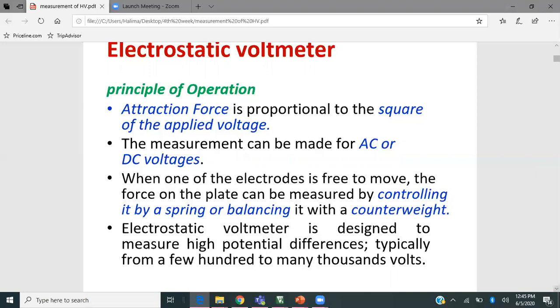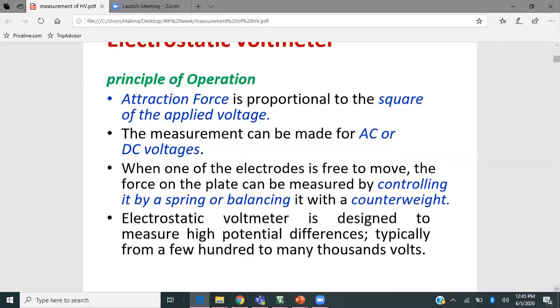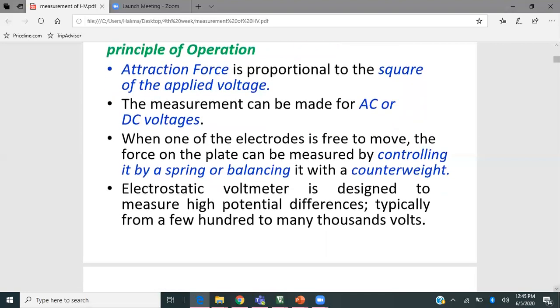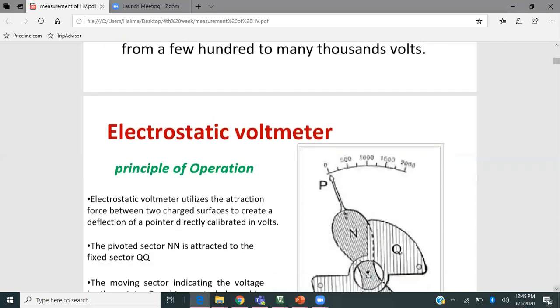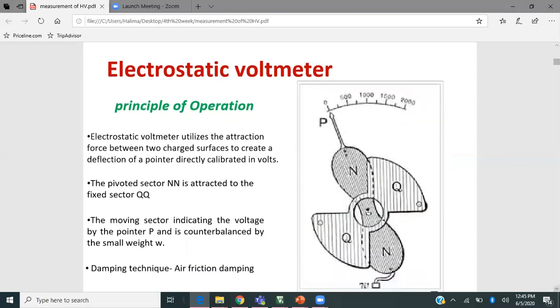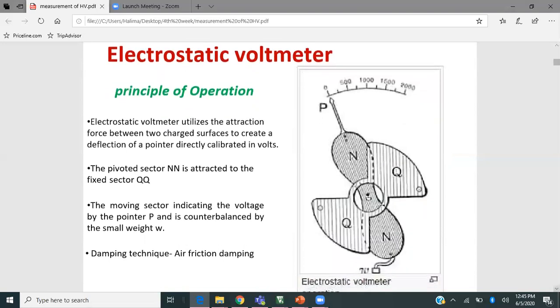When one of the electrodes is free to move, the force on the plate can be measured by controlling it with a spring or balancing it with a counterweight, just as we do in a simple voltmeter and ammeter. An electrostatic voltmeter is designed to measure high potential differences, typically from a few hundred to many thousand volts. So this is the principle of operation.